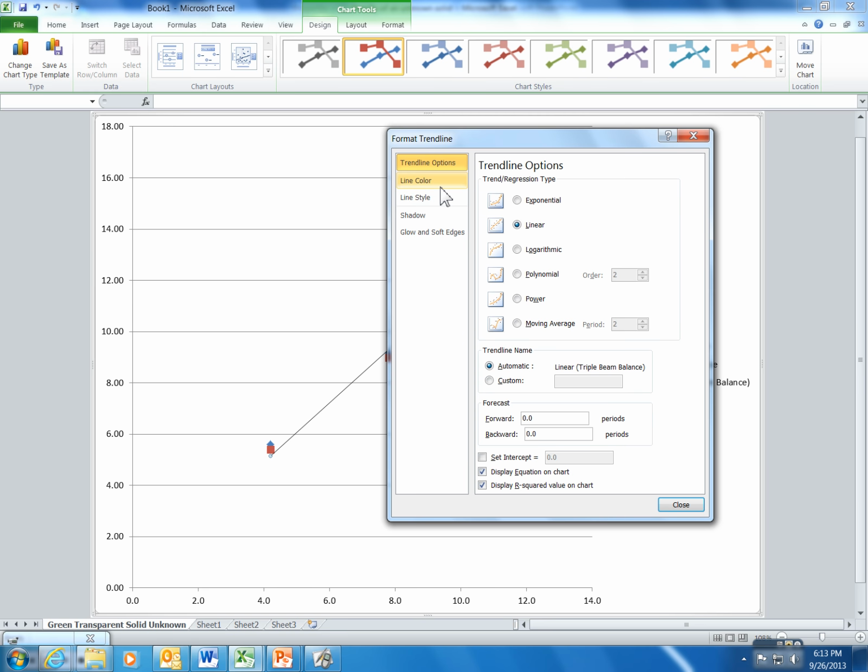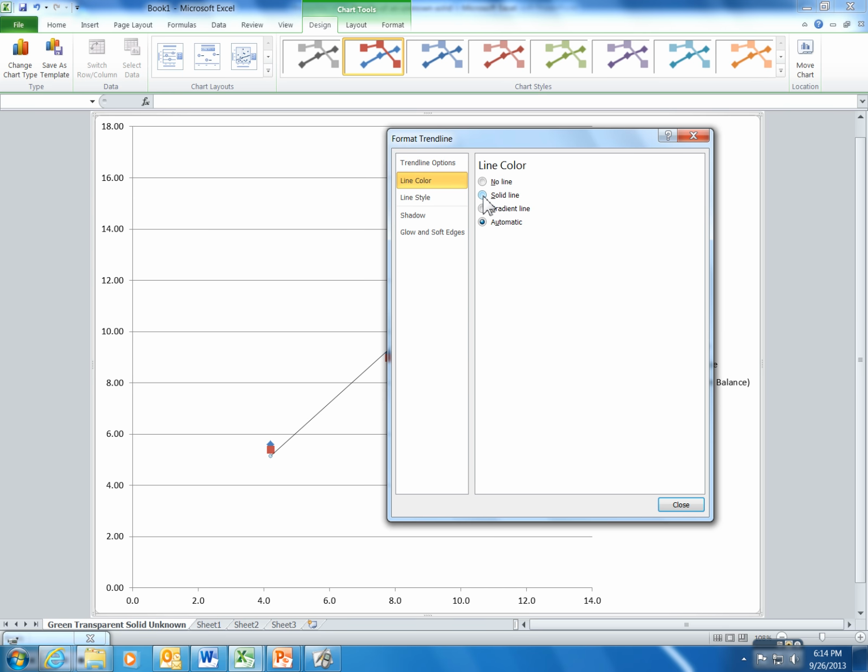I'm then going to, since we have 2 graphs and they're so close together, I want to be able to differentiate between my 2 trend lines. So I'm going to change my line color. And I want it to be a solid line. And this was the triple beam balance, which was the red squares. So I want the color of my line to now be red.